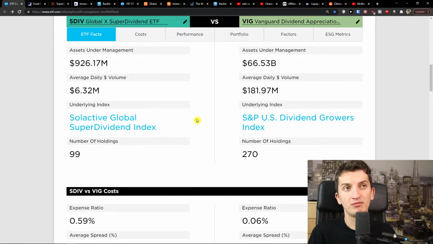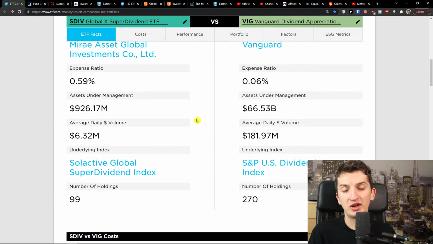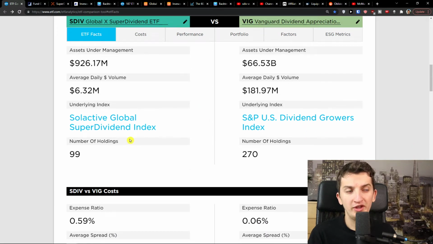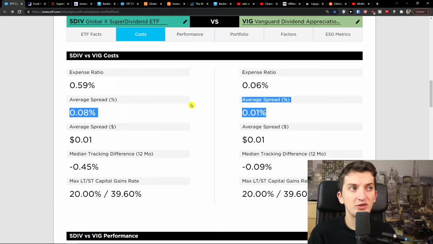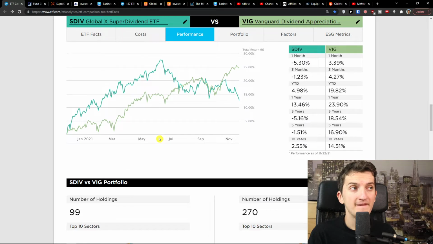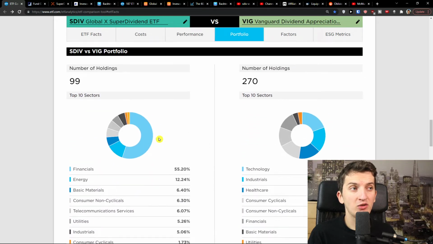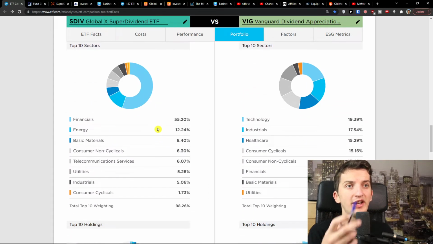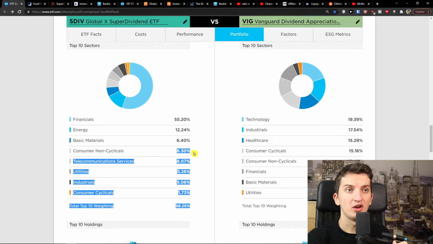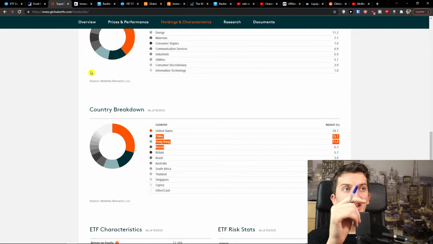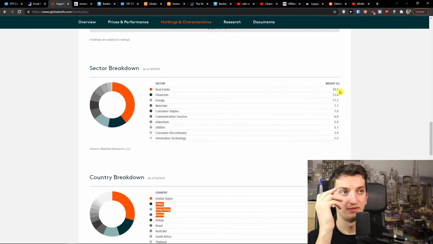But let's see, many times when there is an expense ratio higher, maybe the performance is going to be better. We will see. Number of holdings 199 comparing to 270. Average spread in percentage 0.08 to 0.01. And let's see how it looks like in sectors. We see right here that SDIV got financials, energy and basic materials, consumer non-cyclicals. They have real estate right here, weight 39%.